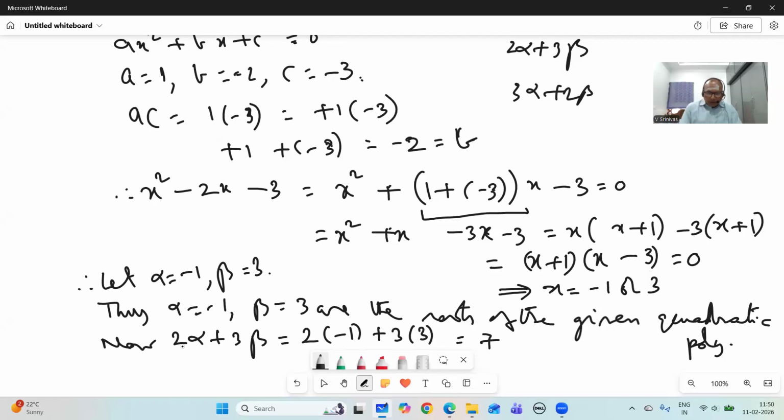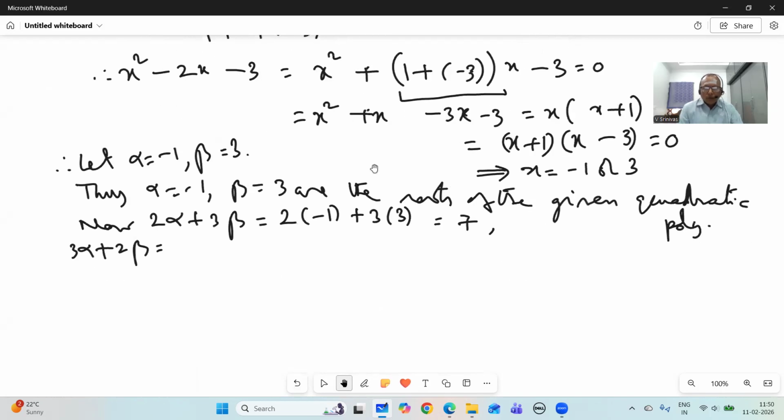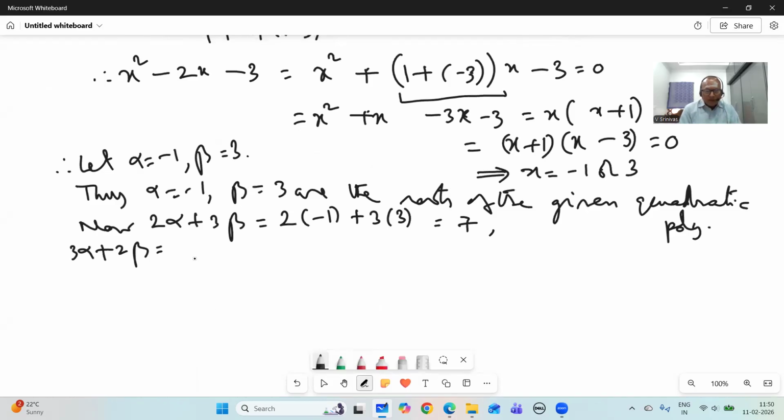Now, similarly, let us calculate 3 alpha plus 2 beta. 3 into alpha is minus 1. Substitute minus 1 for alpha and substitute 3 for beta. So 2 into 3. For alpha I'm writing minus 1. For beta I'm writing 3. So this simplifies to minus 3 plus 6, which is 3.